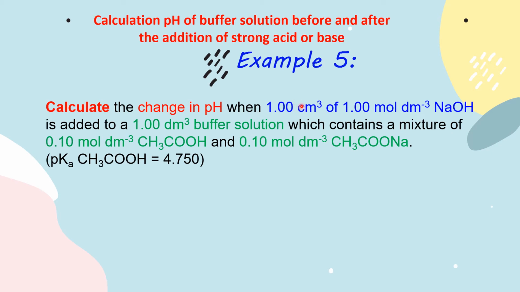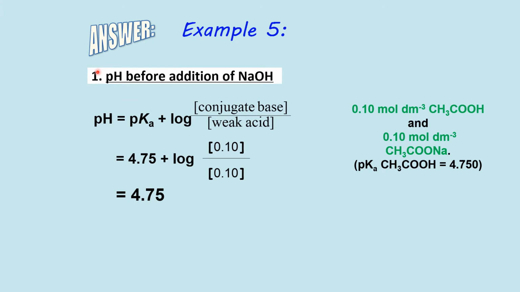Be careful, here it is 1 cm cube for the added sodium hydroxide, and the buffer solution is in 1 dm cube, different units, which contains a mixture of 0.1 molar for the weak acid and 0.1 molar for the conjugate base. The pKa value is given. So first we have to calculate the pH before strong base is added. This is the solution for the pH before addition of sodium hydroxide. Write down the formula, the Henderson-Hasselbalch equation, substitute the values, and then we get 4.75. So these are the information we get from the question.